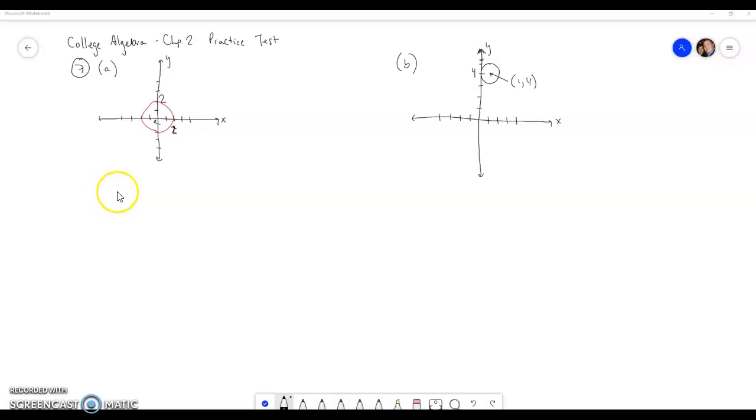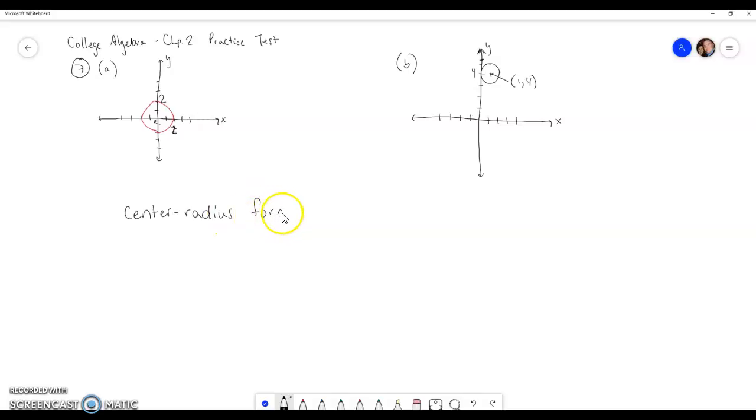This is question number 7. It has two circles, A and B, and it says use each graph to determine an equation of the circle and express it in center radius form.